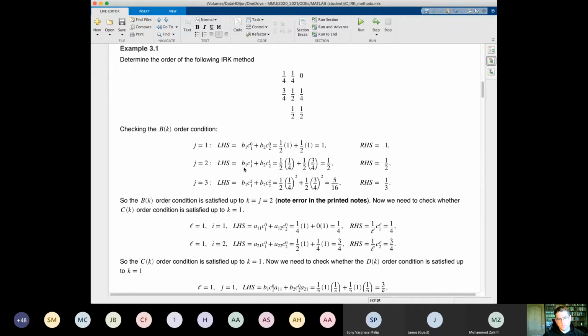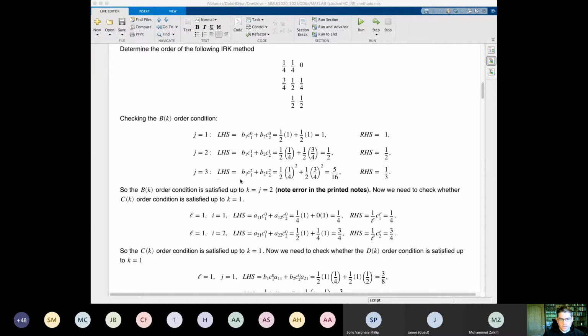For j equals 2, all we do is exactly the same. We just increment the power of the c values by 1. So here we've got b1, which is still a half, and c1, which is 1/4, plus a half, which is b2, multiplied by c2, which is 3/4, which gives us 1/2. And 1 over 2 is obviously 1/2. So left-hand side equals right-hand side.